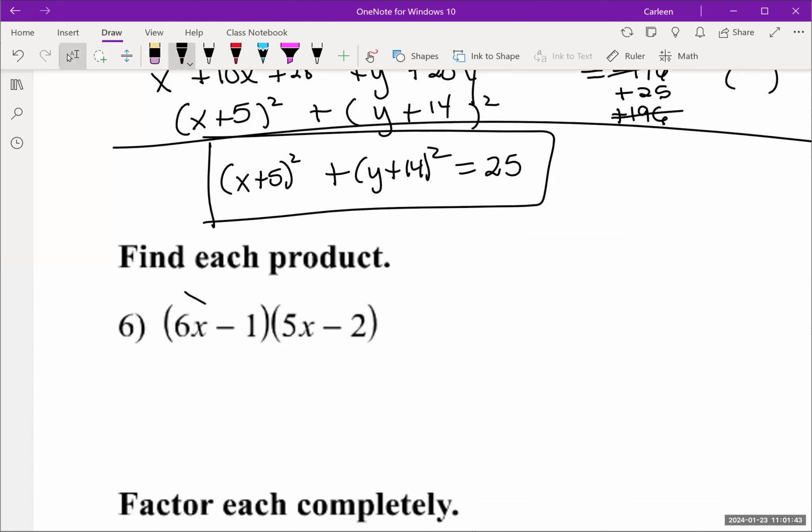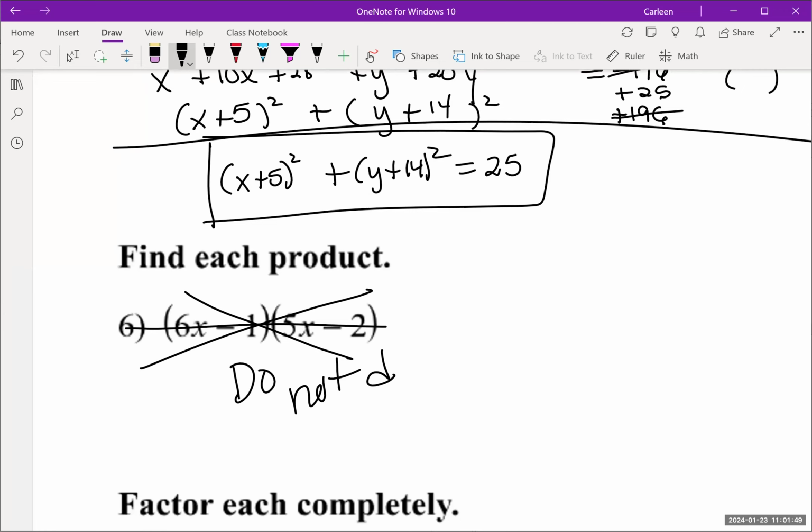Okay, you do not have to do this one. If you do not know how to make a box to foil, ask me and we'll do it together at the end.